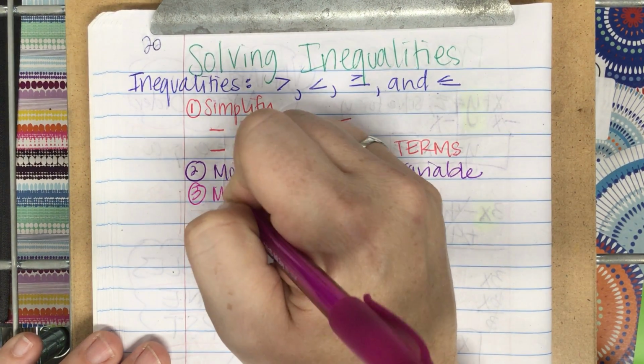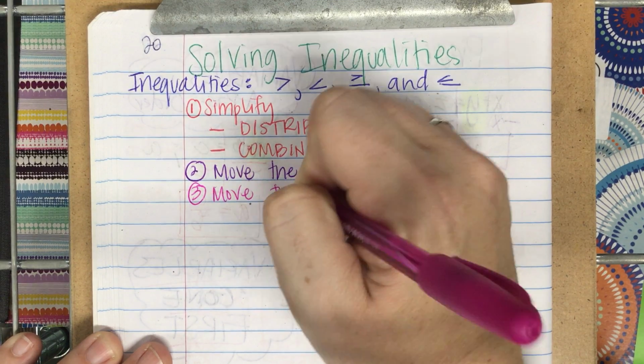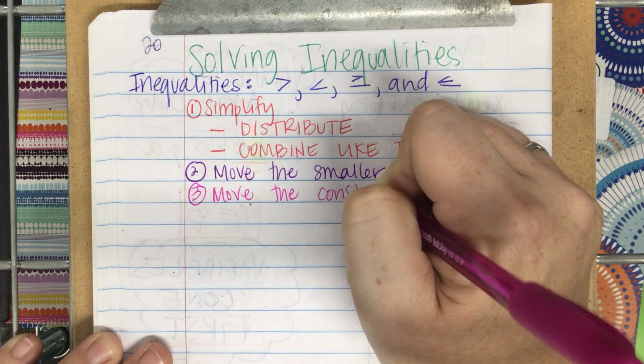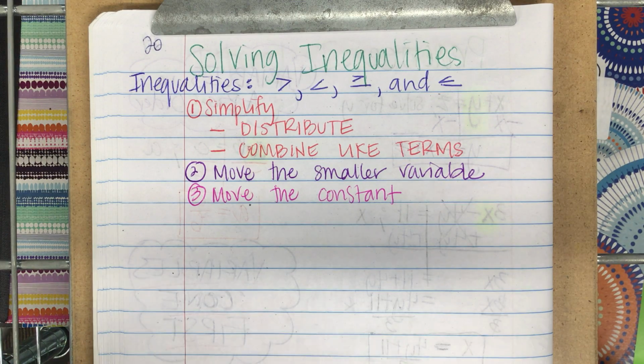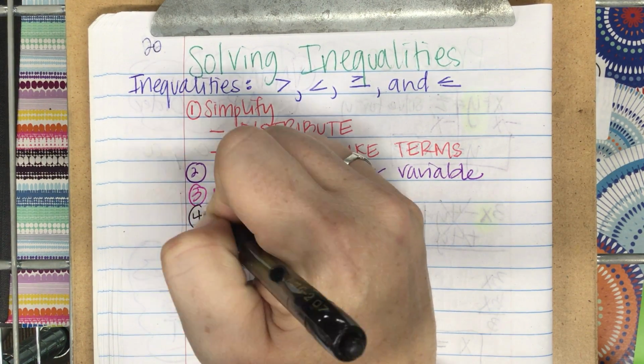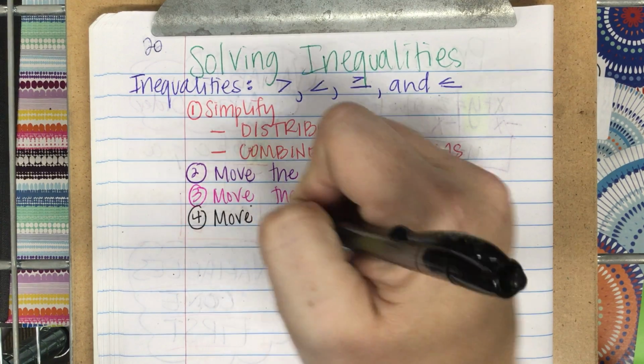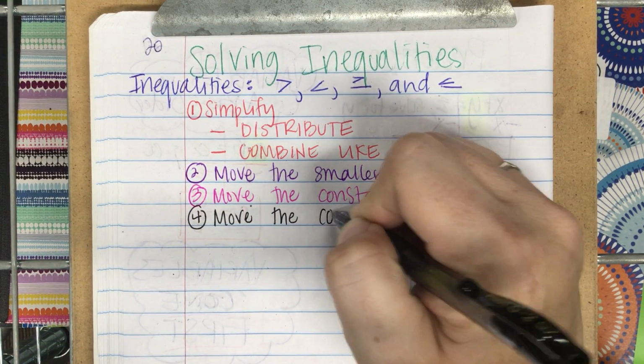Then we're going to move the constant. And what is a constant? The number that's by itself, the number that does not have a variable with it. It's the plus or minus number. It's the lonely number, right? However you think of it. And then you move the coefficient.